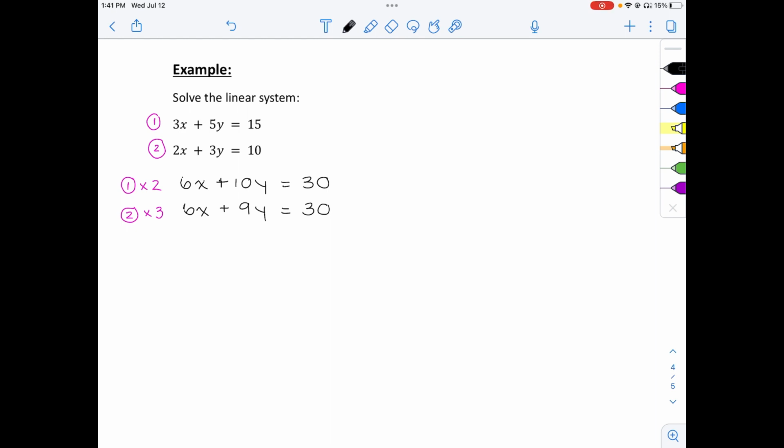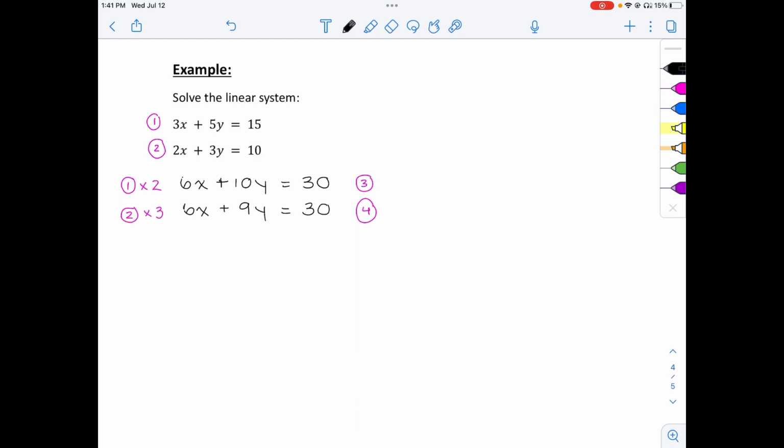Okay, so now I see that I have a 6 in front of this x term and a 6 in front of this x term. So that was my goal, to get the same number in front of either my x's or my y's, because now I can eliminate. I'm going to call this equation 3 and this equation 4, just for the sake of labeling, okay?